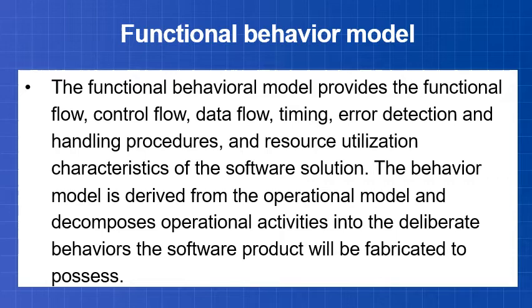The first one is functional behavioral model. The functional behavioral model provides the functional flow, control flow, data flow, timing, error detection, and handling procedures and resource utilization characteristics of the software solution. The behavior model is derived from the operational model and decomposes operational activities into the deliberate behaviors the software product will be fabricated to process.